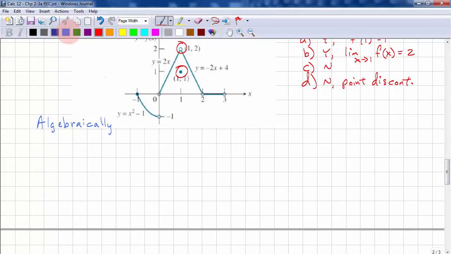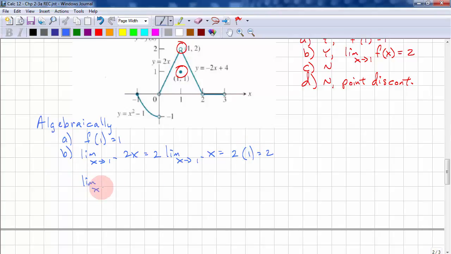Now, if we're to solve this algebraically using the function definition, A, well, f of 1 just equals 1. B, we have to do the limit. The limit as x approaches 1 from the left of 2x equals 2 times the limit as x approaches 1 from the left of x. So this equals 2 times 1, and that's 2.